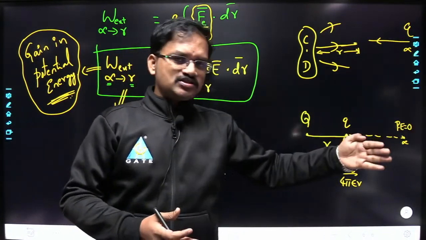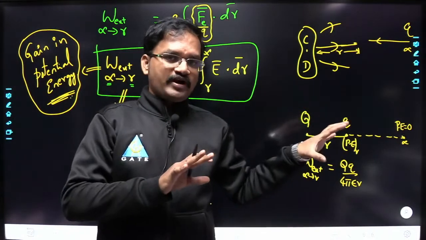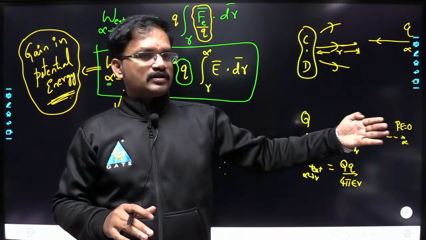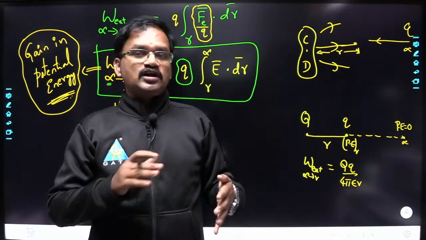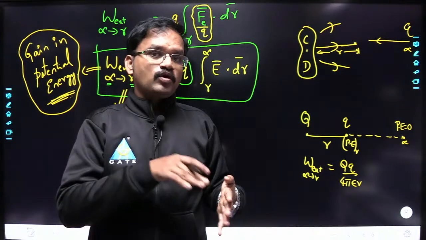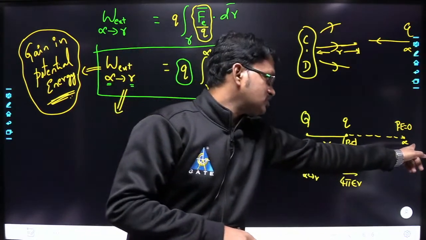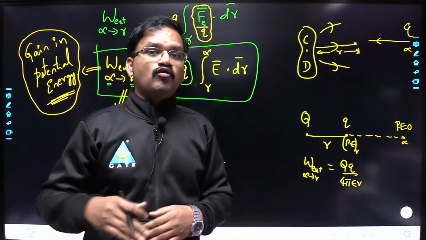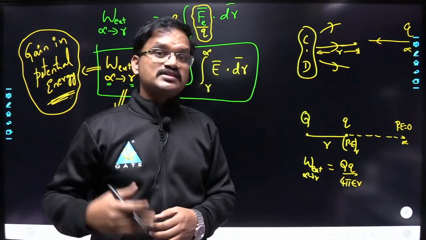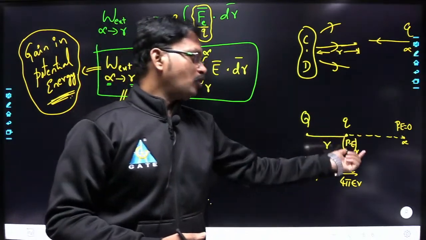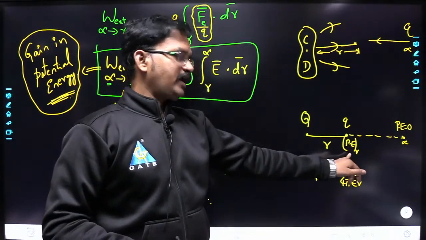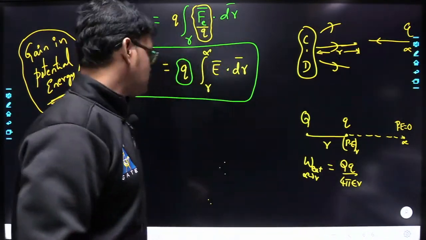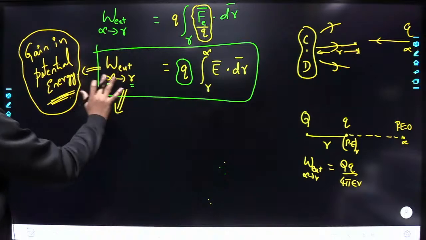While moving the charge, you have applied some external force. So whatever work you have done in moving the charge will be stored as potential energy. So as you move the charge from here to here, you have gained potential energy. Now you want to determine the gain in potential energy. You have to consider the potential energy at R minus the potential energy at infinity. This is the gain in potential energy.